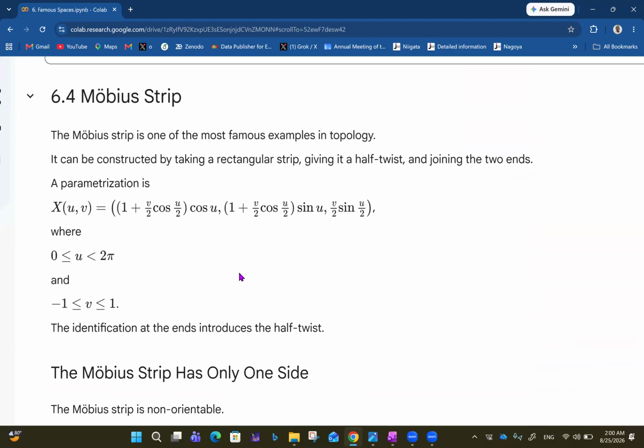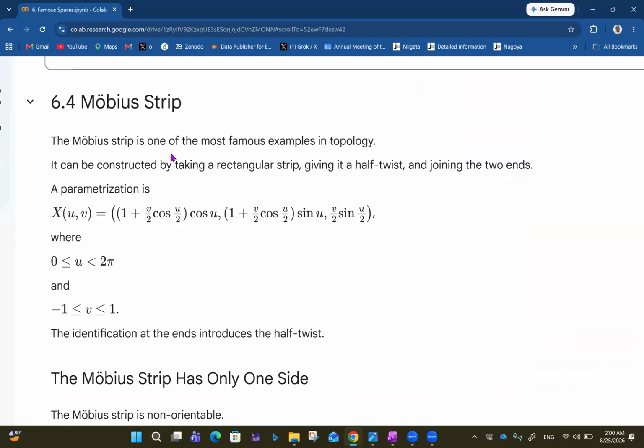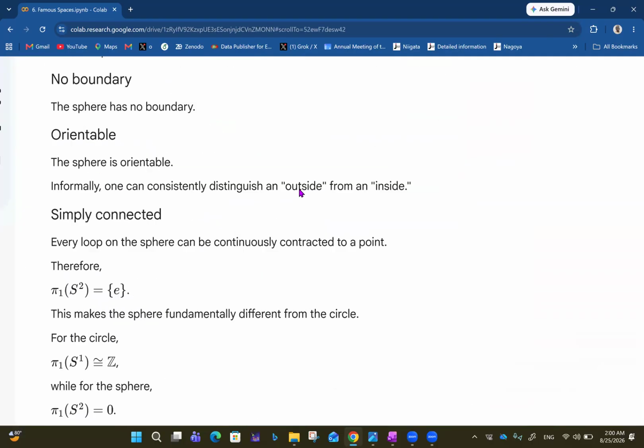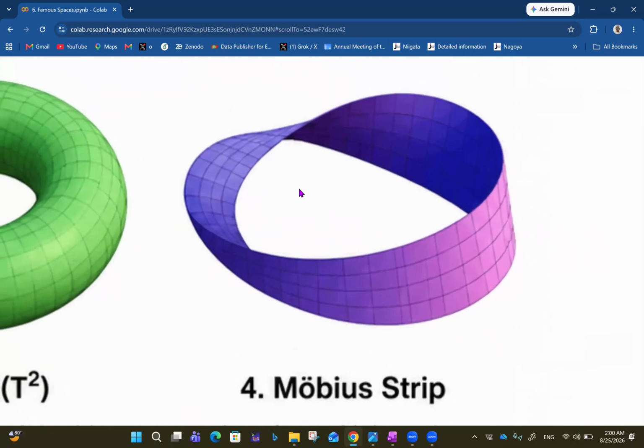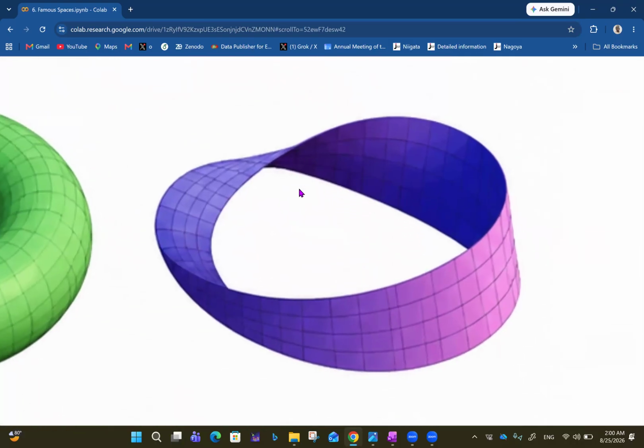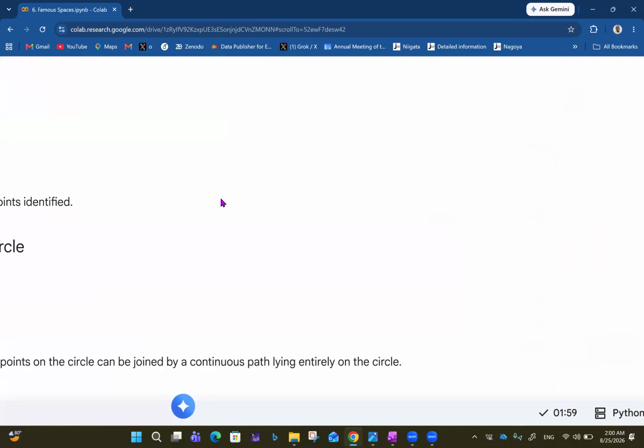Then let's go to the Mobius strip. The Mobius strip is one of the most famous examples in topology. It can be constructed by taking a rectangular strip, giving it a half twist, and joining the two ends. That's what a Mobius strip looks like. Again, this is the original shape we have here. This is a Mobius strip right here in focus. So it's more like you have this shape going and then you turn it over and tape it together. That's how to create a Mobius strip.